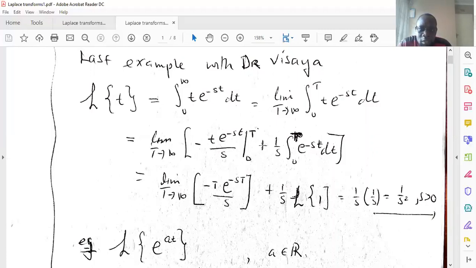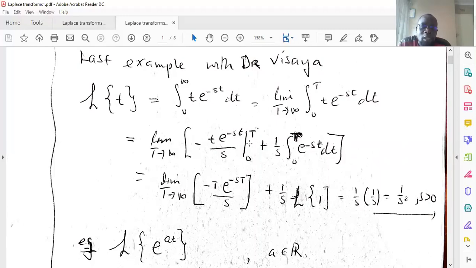So if you now put back the limits here and allow it to be infinity, then you have the integral from 0 to infinity of e to the power minus st, e to the power minus st dt, which was the Laplace transform of f of t equals 1. So that would be 1 over s times the Laplace transform of 1, which is 1 over s times 1 over s, which is 1 over s squared, provided s is greater than 0.